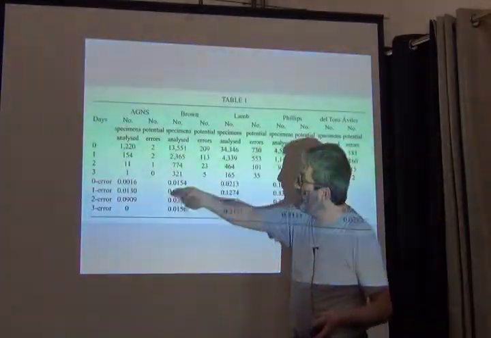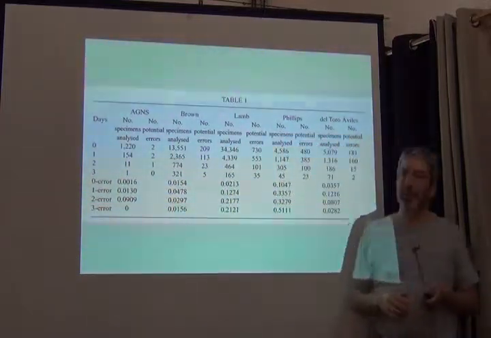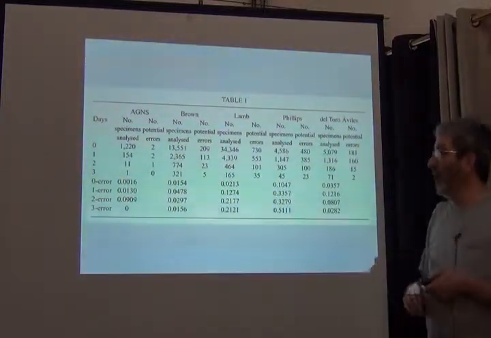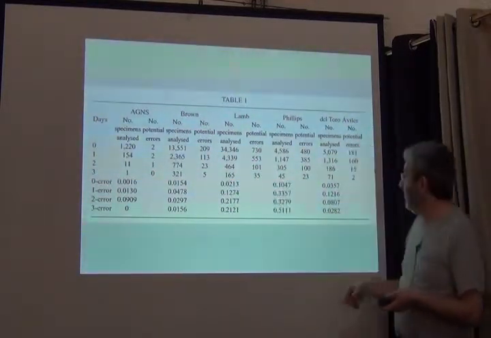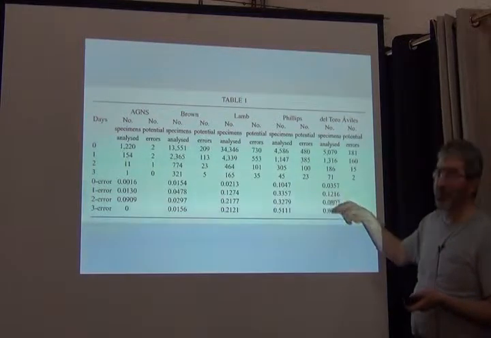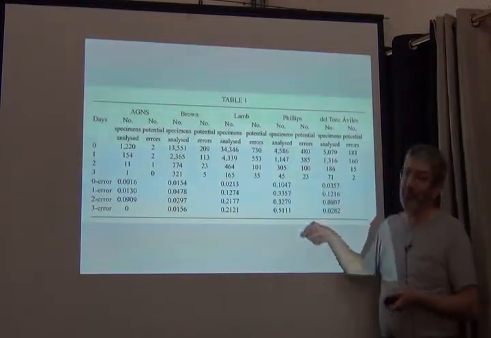Here we've got, with W.W. Brown, error rates of, or possible error rates, of 1 to 5%. With Lamb, it goes up a bit more. With Del Toro Aviles, kind of in the middle. But look at Phillips.